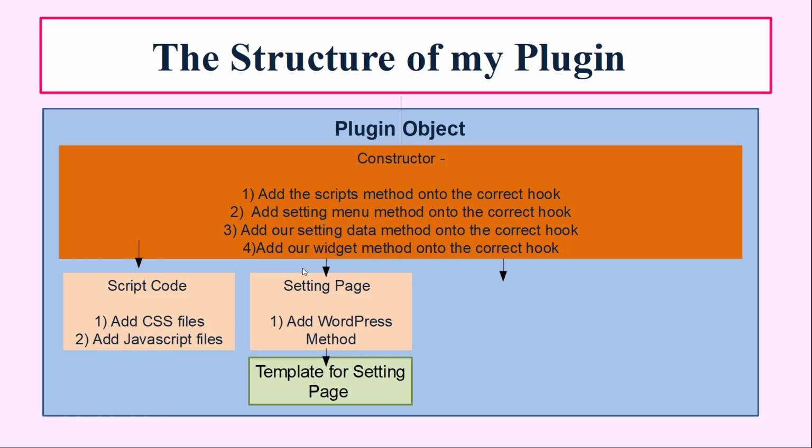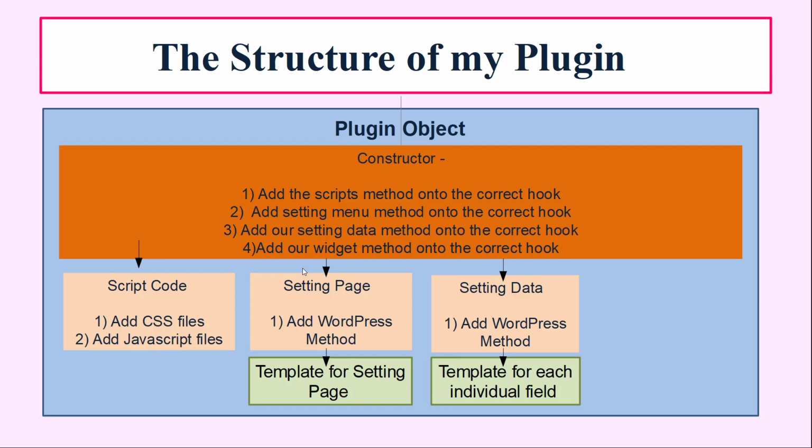We then also have to create a method for setting our data, and this adds a WordPress method for a template for each individual field. So every time we add a field to our setting page, we need to create another template method for it. And so we have 3 fields, so we're going to have 3 different templates for those fields. And then we have the register widget method. So we're going to be focusing on the setting page method and the setting data method in this video.